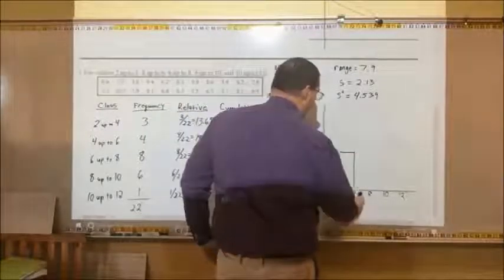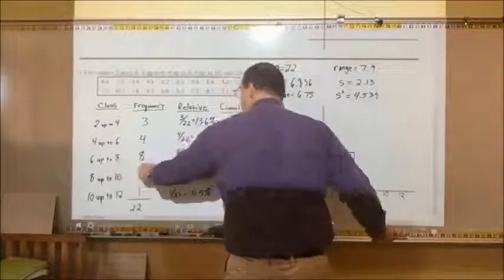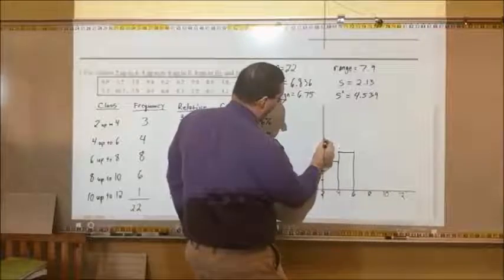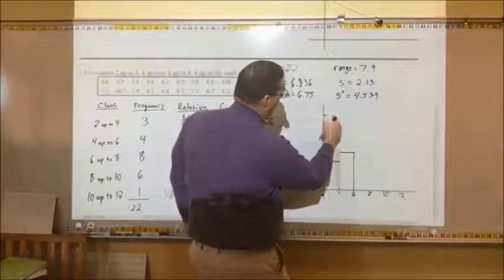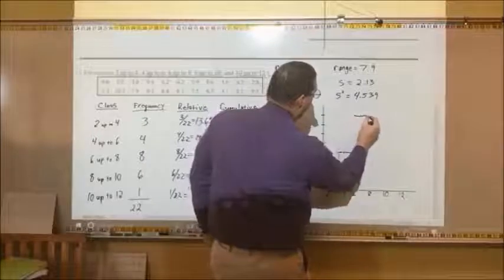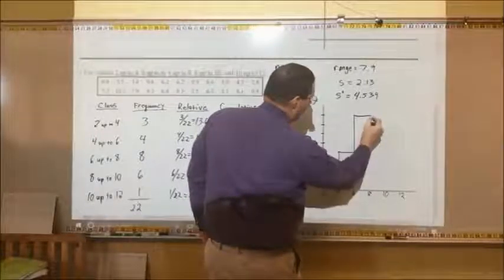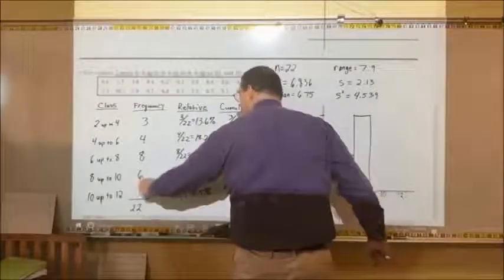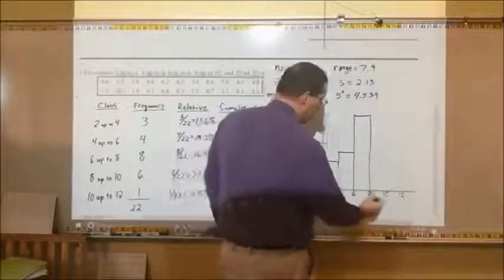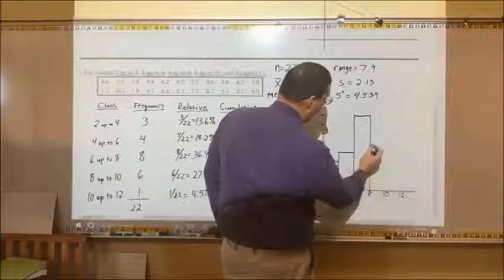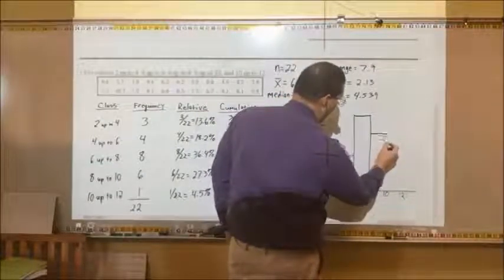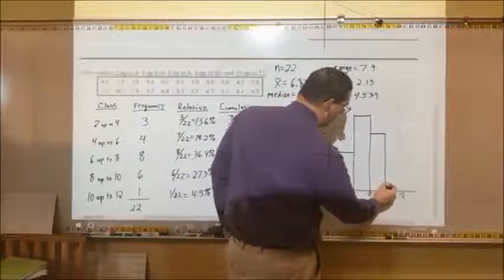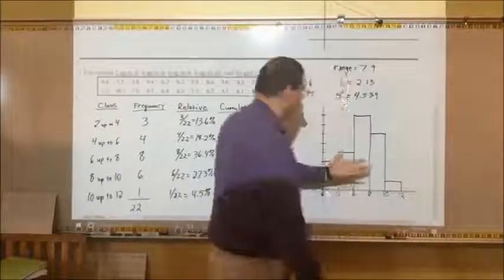All right. And then how many from 6 up to 8? Well, there's 8 of them, right? So I'm going to go 1, 2, 3, 4, 5, 6, 7, 8. I'm going all the way up here. That's here. There we go. How many from 8 up to 10? 6 of them, 6 observations. So we're going to go 1, 2, 3, 4, 5, 6. That's right here. And then how many from 10 up to 12? Only 1 observation. So we're just going to go up to 1, over, and now we're done.